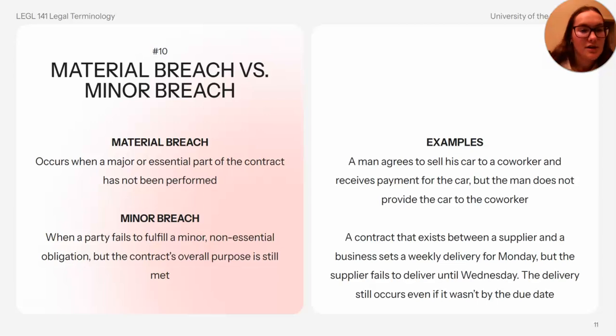A material breach occurs when a major or essential part of the contract has not been performed. For example, a man agrees to sell his car to a coworker and receives payment for the car, but the man who owns the car does not provide it to the coworker. A minor breach is when a party fails to fulfill a minor, non-essential obligation, but the contract's overall purpose is still met. For example, a contract that exists between a supplier and a business sets a weekly delivery for Monday, but the supplier fails to deliver until Wednesday. The delivery still occurs even if it wasn't by the due date.